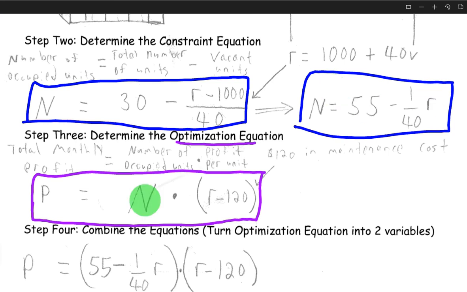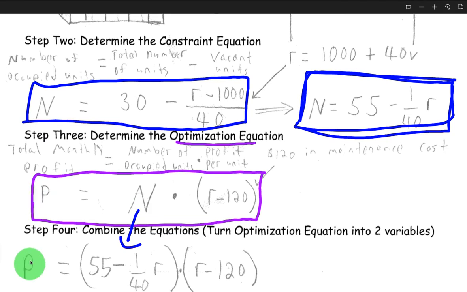But what I was really getting at is it's pretty simple. Since n is already by itself in the constraint equation, for my optimization equation, I'm just going to replace n with 55 minus r over 40. And now I have my optimization equation, my total monthly profit, which I want to be maximized, equal to just an equation in terms of r, which again is the rent cost.